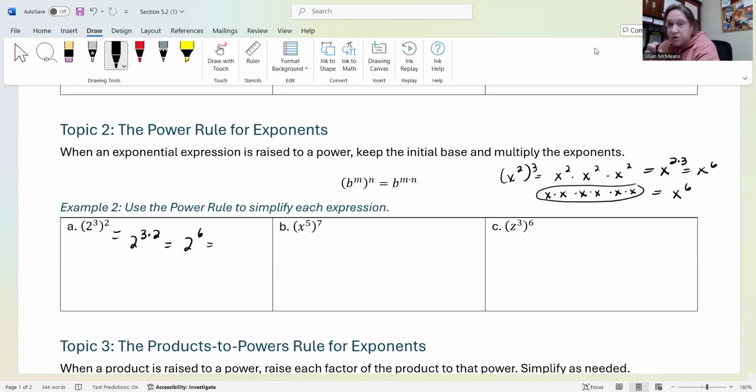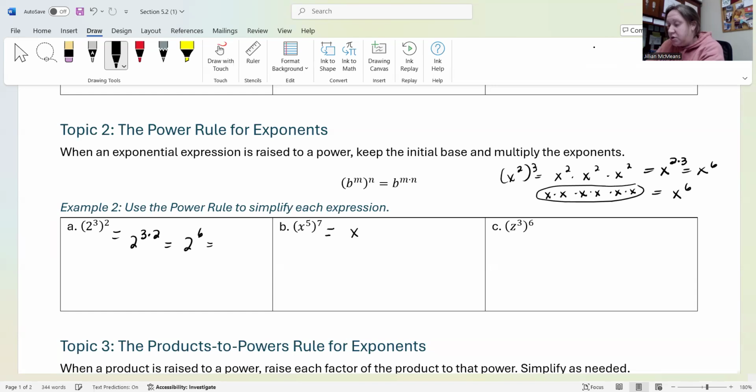So we're still just going to use the power rule here. For part B, I have x to the 5th to the 7th power. Now, this is not one I would want to write out because I'd have to do x to the 5th 7 times. Well, that's 5 x's, 7 different times. So that ends up being kind of cumbersome to write out. That's the nice reason we use these rules. It just saves us a lot of energy.